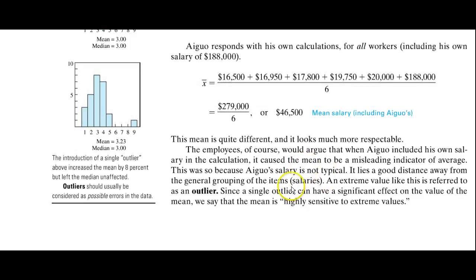And in our text they are describing when data is not typical, it lies a good distance away from the general grouping of items. The extreme value like this is referred to as an outlier. Since an outlier can have a significant effect on the value of the mean, we say that the mean is highly sensitive to extreme values.